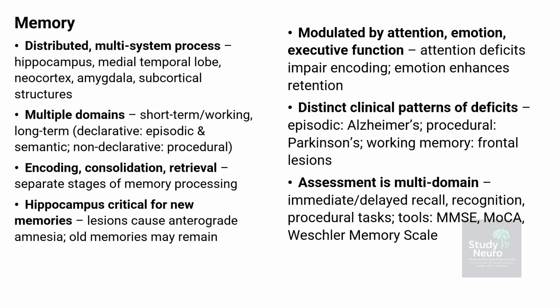The hippocampus plays a central role in forming new memories, so damage here can lead to difficulty creating new memories, while older memories often remain intact. Memory is influenced by attention, emotions, and executive function. For example, if attention is impaired, encoding suffers, whereas emotional experiences tend to be remembered more vividly. Different patterns of memory loss can suggest specific brain disorders. Episodic memory problems are common in Alzheimer's disease, procedural memory deficits in Parkinson's disease, and working memory deficits with frontal lobe lesions.